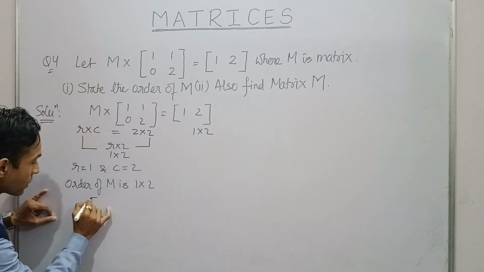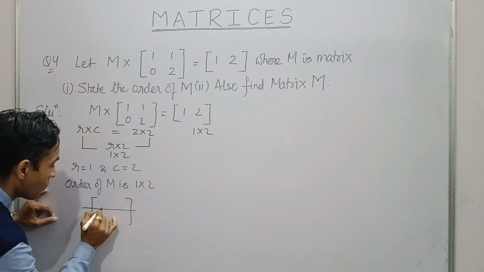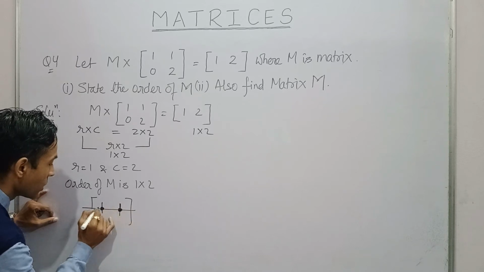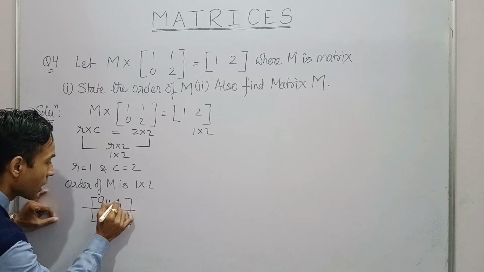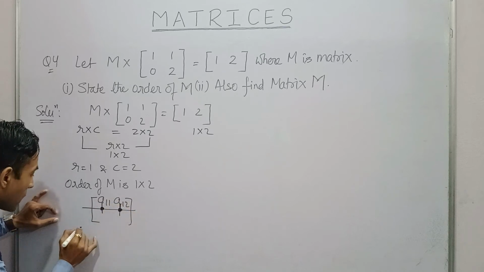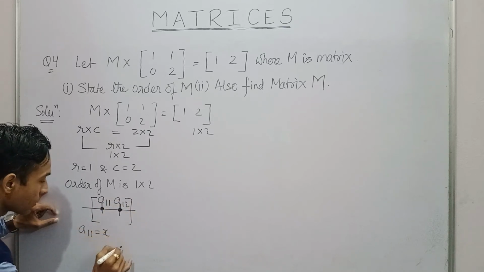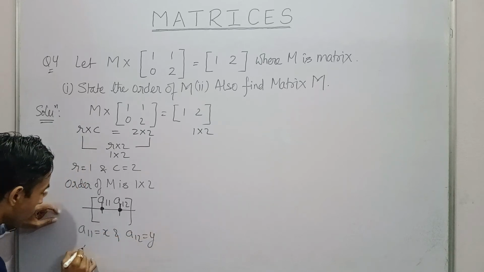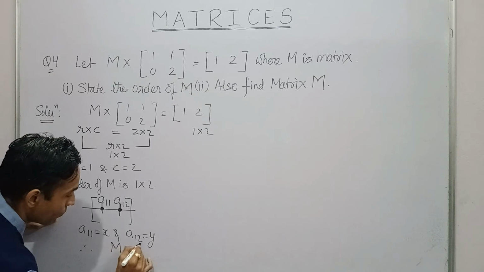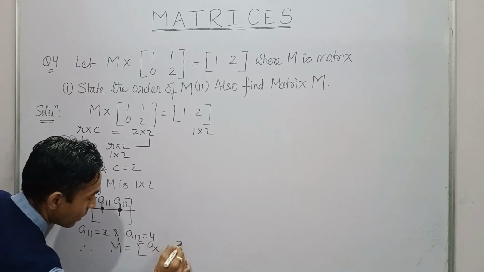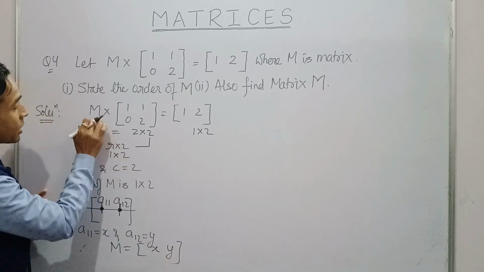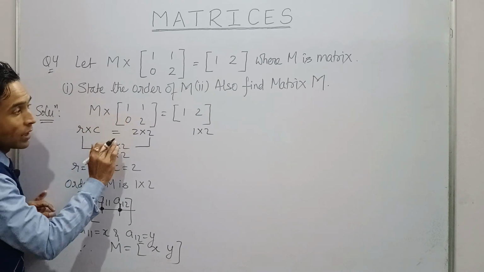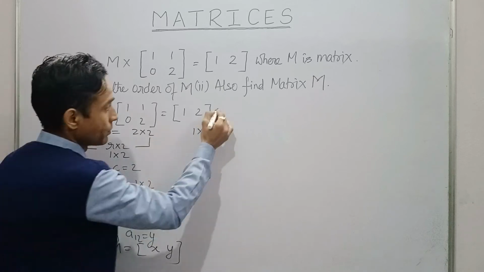Now 1 by 2 means 1 row and 2 columns. Now this position is a11 and this position is a12. Let's take a11 as x and a12 as y. Therefore m is x y. We will put now m in this position and we will multiply these two matrices and then we will equate it with the right hand side.